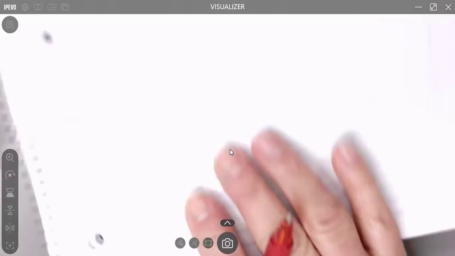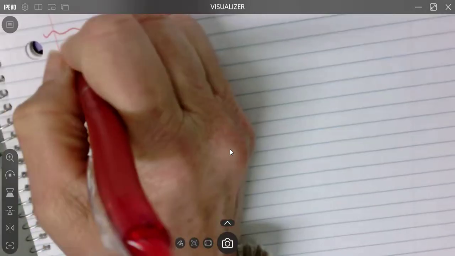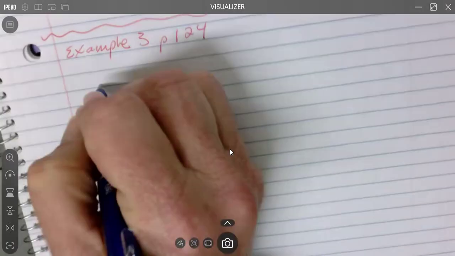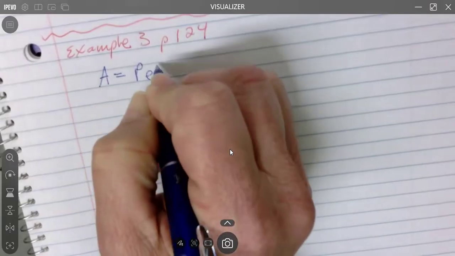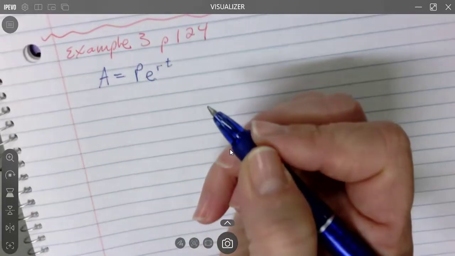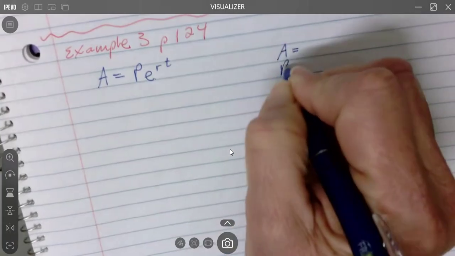All right, welcome back. So you should be in your notebook again. We're going to label this as example 3, page 124. All right, the Emily problem, right? We are going to use the function A equals P e to the rt. Right, it says Emily deposited $900. So A is what we're looking for, I guess, because P is what she's starting with.